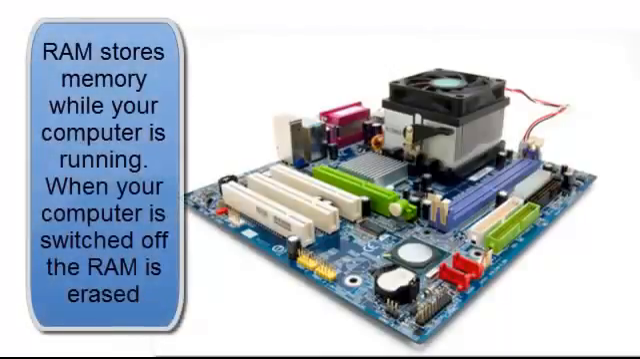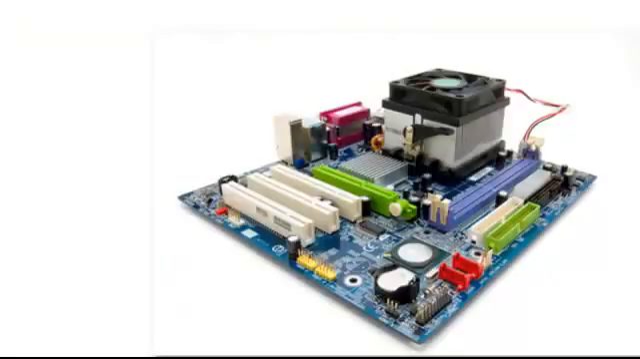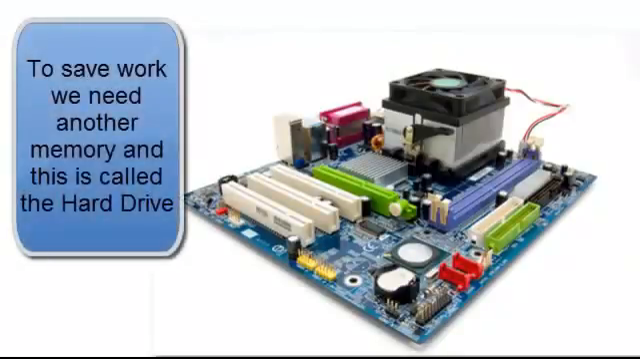The RAM holds your memory on your computer until it is switched off. Once the computer is switched off, the RAM is wiped clean. So if you want to save some work, we need to have another memory, and this is what we call the hard drive. We save our work to the computer hard drive. So we use the hard drive to save the work and the settings that we need.